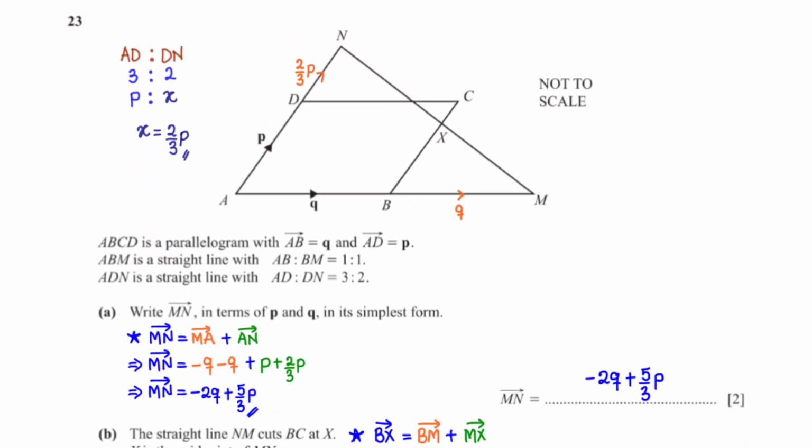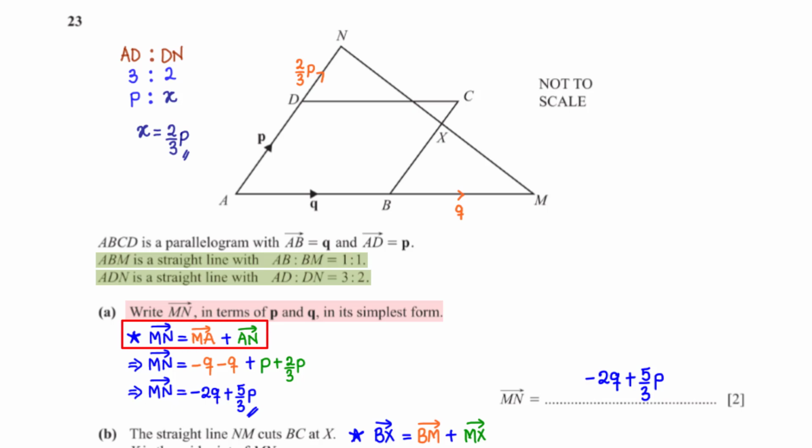ABCD is a parallelogram with AB equals Q and AD equals P. ABM is a straight line with AB is to BM equals 1:1. ADN is a straight line with AD is to DN equals 3:2. Write MN in terms of P and Q in its simplest form.